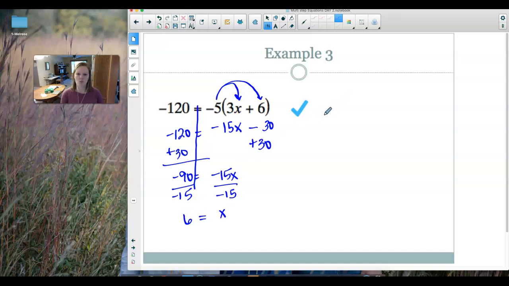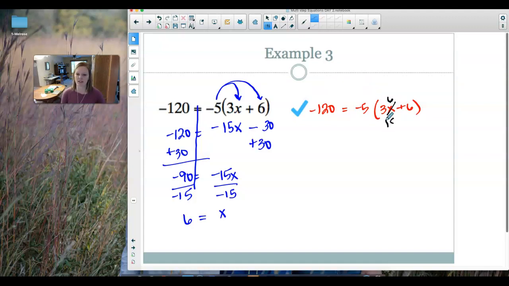Okay, one last time to go back and check it. Again, I suggest you check your answers just so you know if you're doing them right, but it is not a requirement at this point. Okay, I'm going to put the 6 in for x. Remember, you're just copying the problem, and then replace the letter with the number.